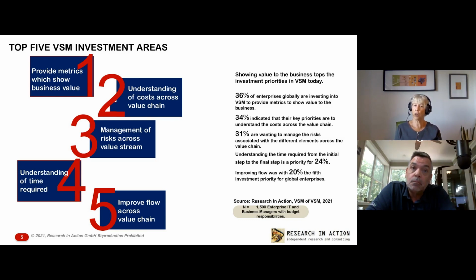They wanted to understand the cost across the value chain, the management of risks across value streams, understanding of time required, and the improved flow across the value chain. So again, on the right-hand side are the percentages of those who have given us those top 5. And those very much align with some of the conversations we already have and are essential for you to think through when you are adopting and going down this path of what your goals are and what your investment areas are for making this happen.